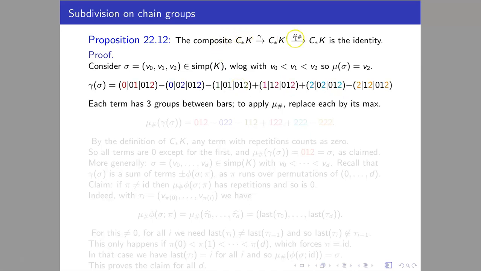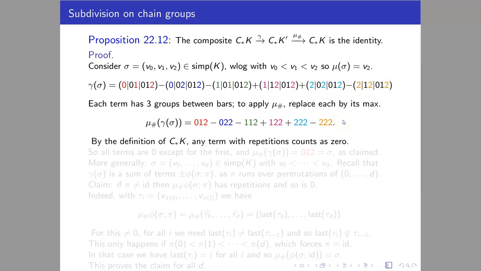So now we're supposed to be looking at mu hash composed with gamma. We apply mu hash to each of these things, and remember mu is just the last vertex map, so each of these terms between bars, this guy here is 0, 1, 2 bar, gets sent by mu to just 2. So we take the last element in each of the groups between bars, and that gives us 0, 1, 2 for this term, then 0, 2, 2 here, 1, 1, 2 for that term, 1, 2, 2 for that term, 2, 2, 2 for that term, and 2, 2, 2 again for the very last term.